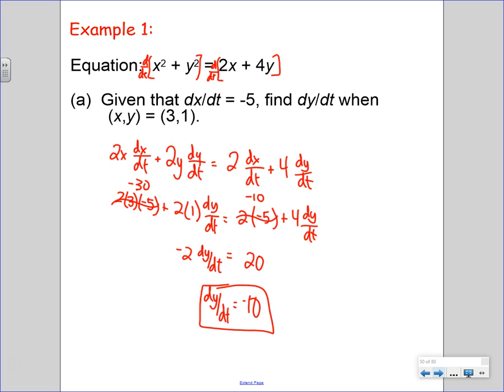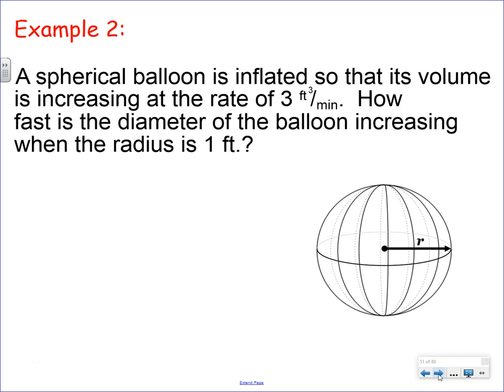Not bad, as long as you understand implicit, right? So the point isn't that the math is hard. The point is what happens when they give us words. Now, the very first thing you should write down is the balloon problem.